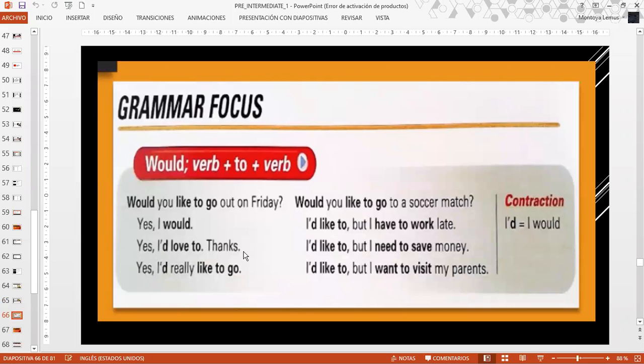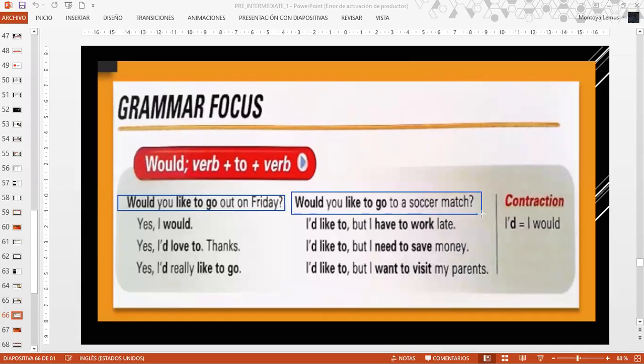Let's take a look at this grammar, okay? So we have the invitation in this form. Would you like to go out on Friday? Or would you like to go to a soccer match? So you are extending an invitation to someone, or somebody is inviting you. And when you accept the invitation, you can respond in these ways. Yes, I would. Yes, I'd love to. Yes, I'd really like to go. So, different forms to respond accepting the invitation.